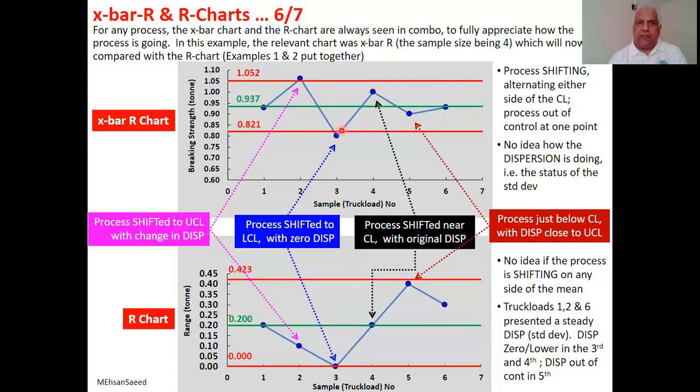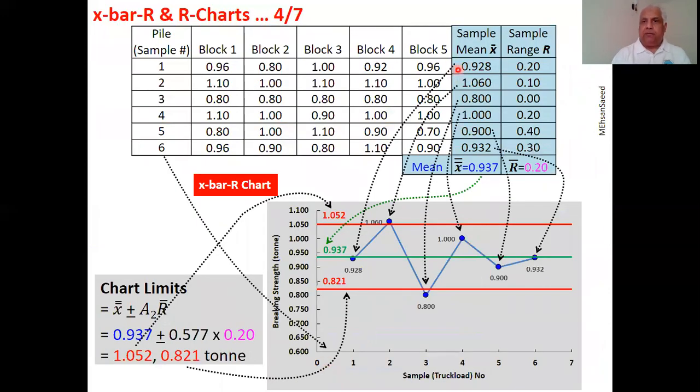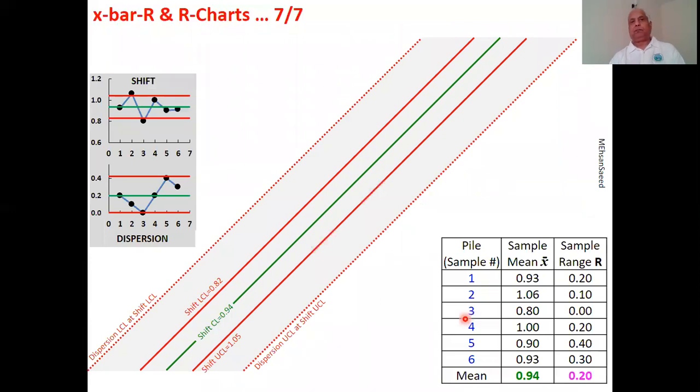Here, I'm going to take the same two graphs, same two charts, and their data, into this visualization. So here are the two charts. Remember, this was the shift chart, which had gone out of control in truckload number 2 and truckload number 3. The other four were fine. Remember this type of figure for dispersion, which remained in control.